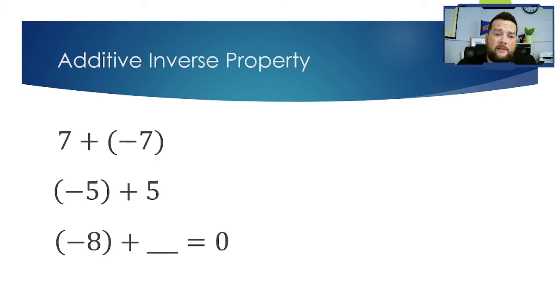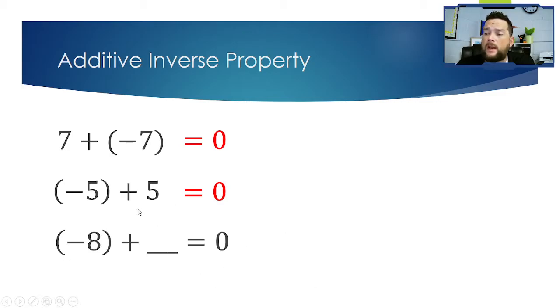So 7 plus negative 7, the answer is going to be 0, all right? A number plus its opposite, when you add them together, you're going to get a sum of 0. Next one down, negative 5 plus 5. What is that going to equal? Again, yeah, that will equal 0, all right?